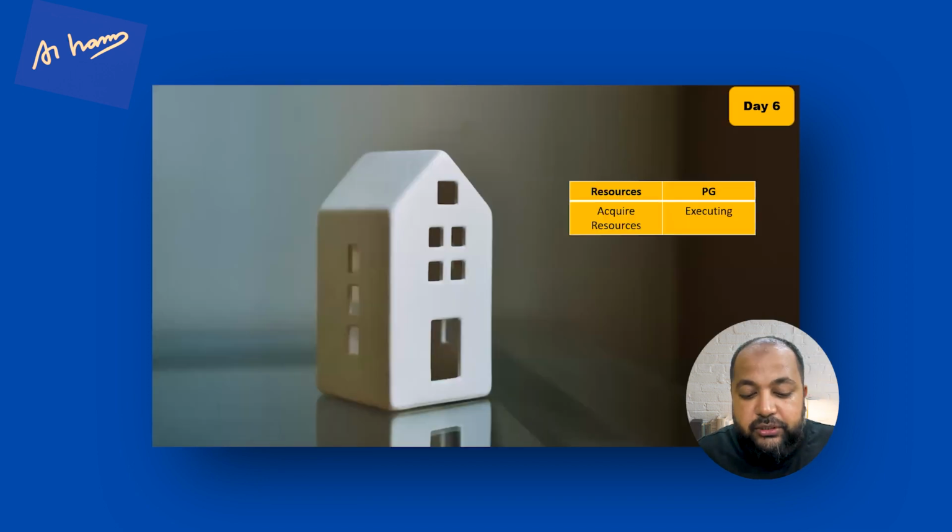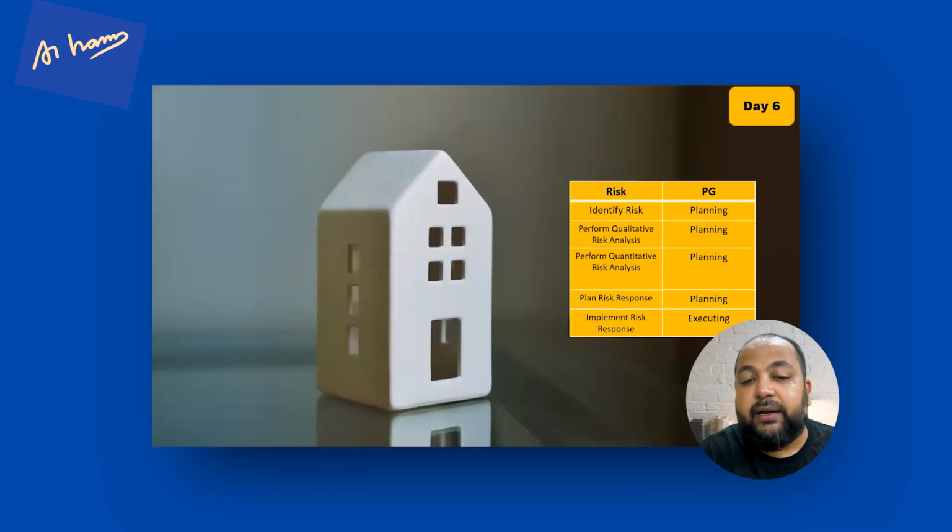Now finally, for resources, you've got acquire resources, and then risk. Right? On day 6, we want to learn about the resources. We want to acquire resources, and then about the risk: identify risk, perform qualitative risk analysis, quantitative risk analysis, plan risk response, implement response. You want to identify what the risks are when building the house. Then you want to see what kind of risk it is. Is it a money risk, or is it a very subjective risk?